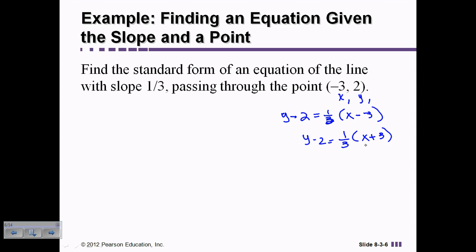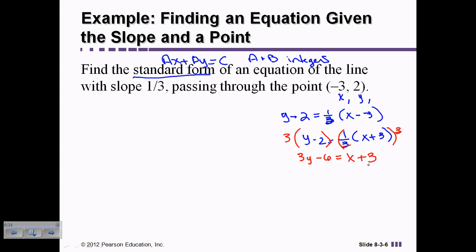Now the biggest thing I told you about is remember that they're asking you to put this in standard form, and standard form is ax plus by equals c, where a and b are integers. So we do not want this fraction that we have here. To get rid of the fraction, we're going to multiply both sides of the problem by 3, which is that denominator. When we multiply by 3, we get 3y minus 6 equals, the 3's cancel out, which is nice, and you're left with x plus 3.